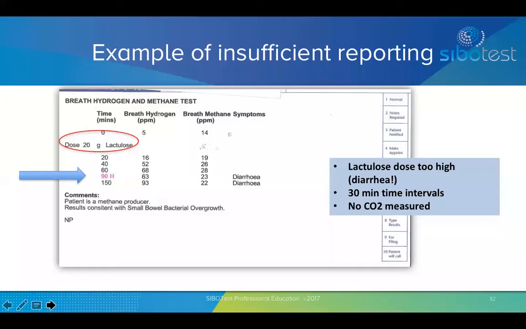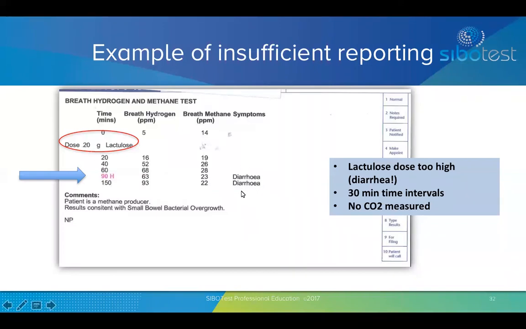Let's have a look at an example of insufficient reporting. This is an example from a different lab, and they've done a few different things that I'd like to point out, just as a teaching tool. This particular lab used 20 grams of lactulose, which is twice as much. With that dose, we can expect a sensitive patient to experience diarrhea and therefore more rapid transit. So in this case, it was reported that diarrhea occurred.